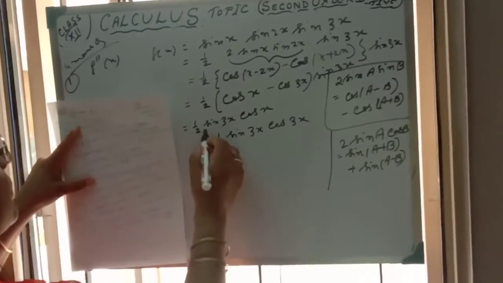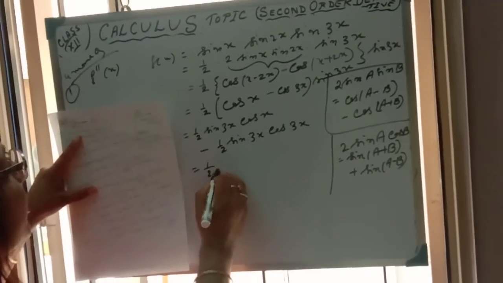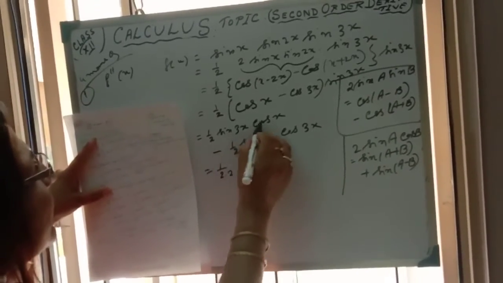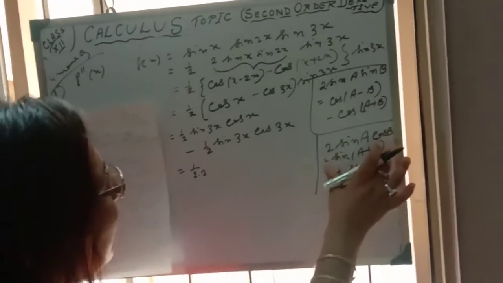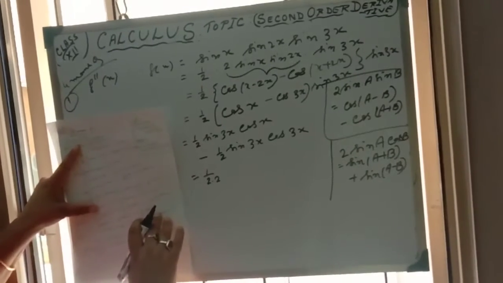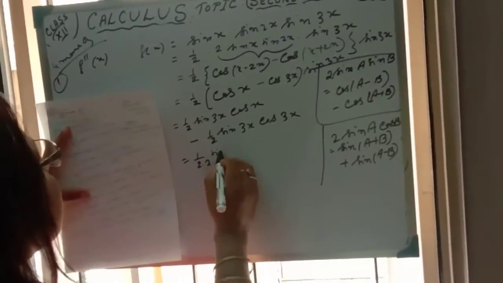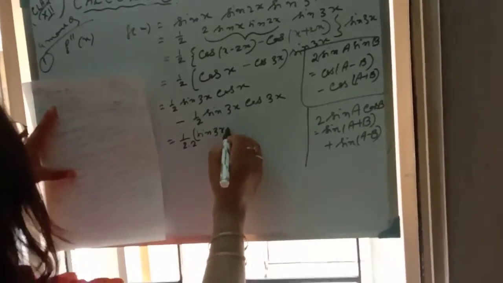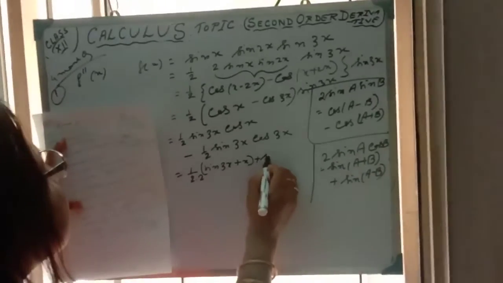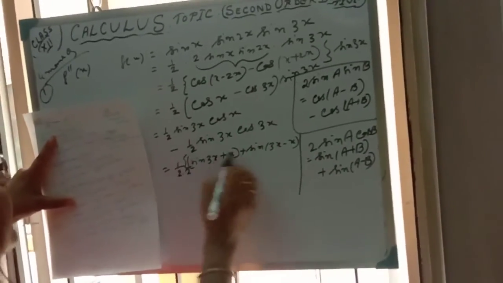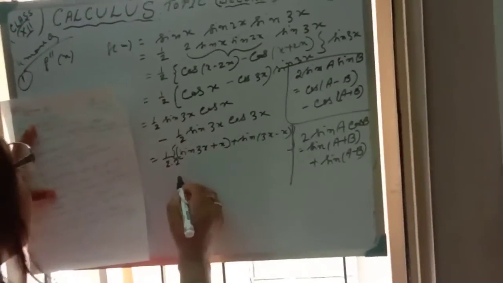So right here, half into half. Why? Because we have to write 2 here. So 2 sin 3x cos 3x, we will automatically apply this formula. 2 sin 3x cos 3x means directly we will write sin(3x plus x) plus sin(3x minus x). We have just applied the formula written here.